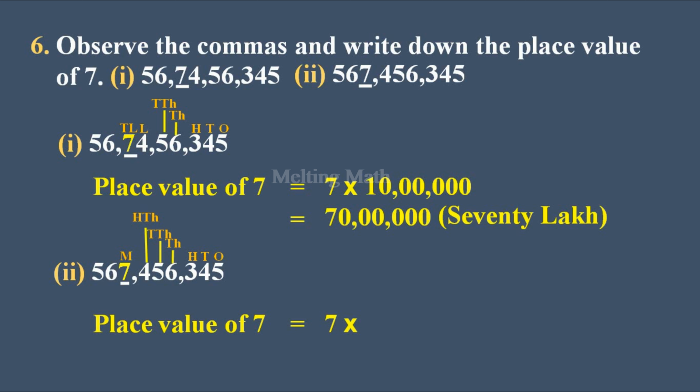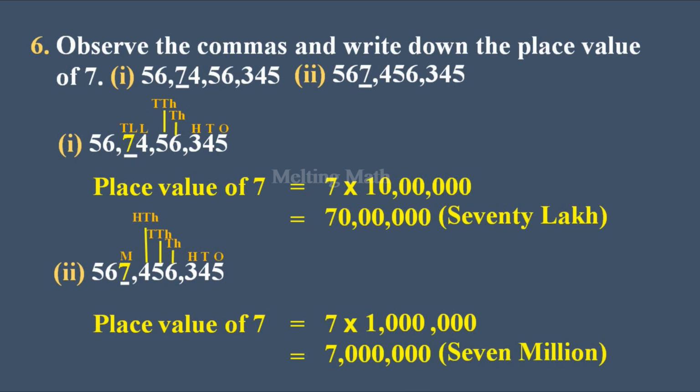Okay, how can you write 1 million? First write 1, then million means there should be 6 digits of 0. So write 6 zeros with it. So 7 into 1 million is equal to 7 million. So the place value of 7 for the second question is 7 million.